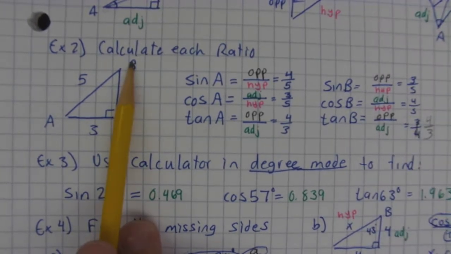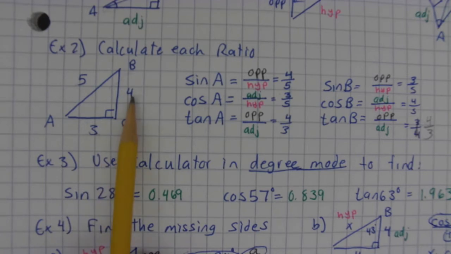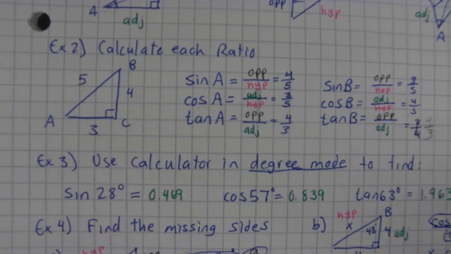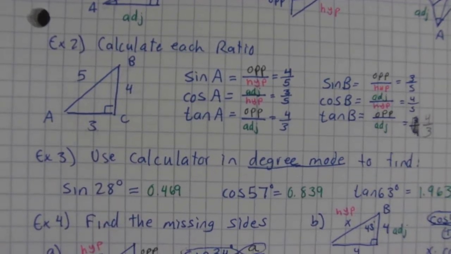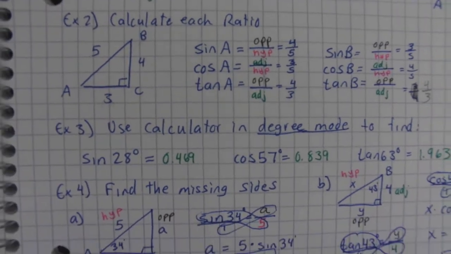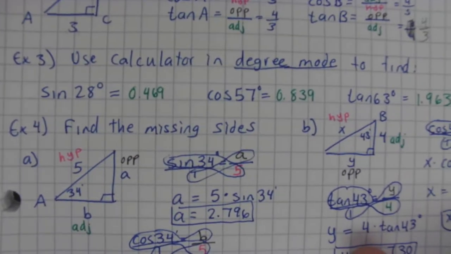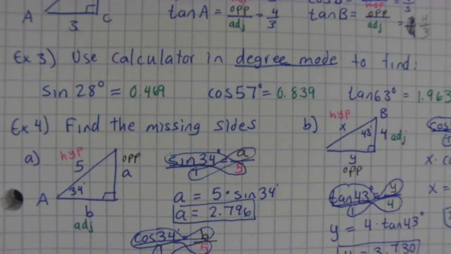Yeah, because opposite of angle B is 3, adjacent is 4. So it should be 4 over 3. All right. So let's go on to example 3. Use the calculator in degree mode to find the sine of 28 degrees.